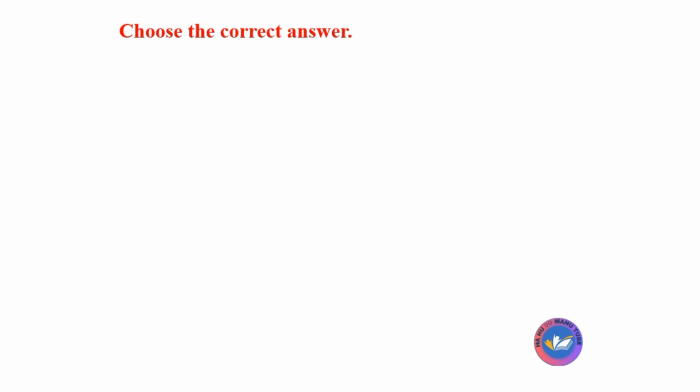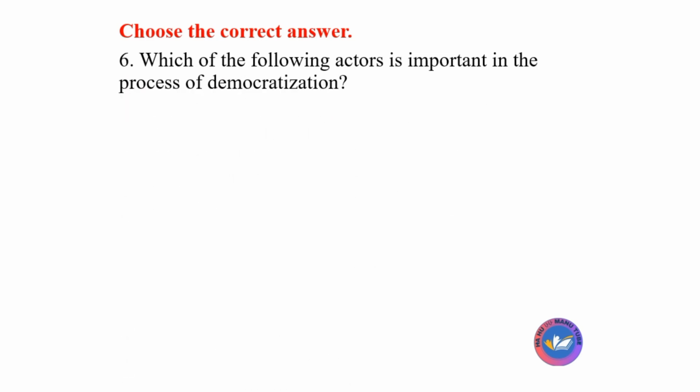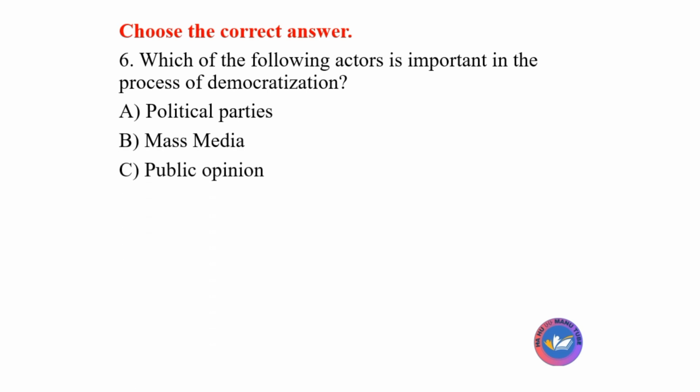Choose the correct answer. Question number 6. Which of the following actors is important in the process of democratization? A. Political parties. B. Mass media. C. Public opinion. D. All.